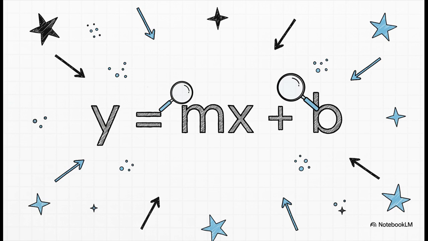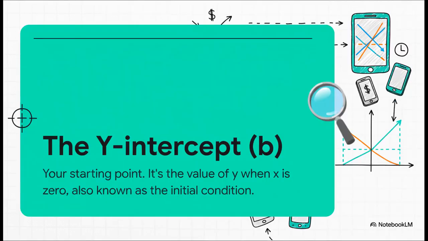I know, it looks super simple, but these four little letters are responsible for so much of how we make sense of things. Let's break down the two most important parts, b and m. So first up, we've got b, which is the y-intercept. Now, the easiest way to think about b is just your starting point. If we're talking about a phone plan, b is that flat monthly fee you have to pay before you've even made a single call. It's where you begin.